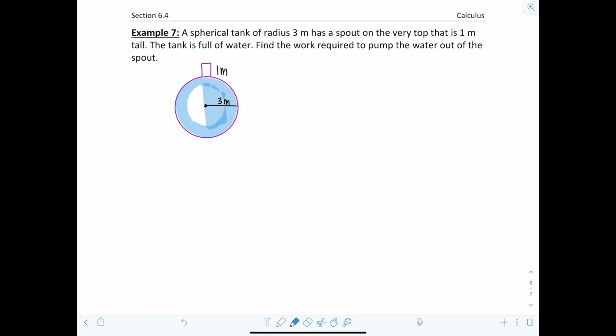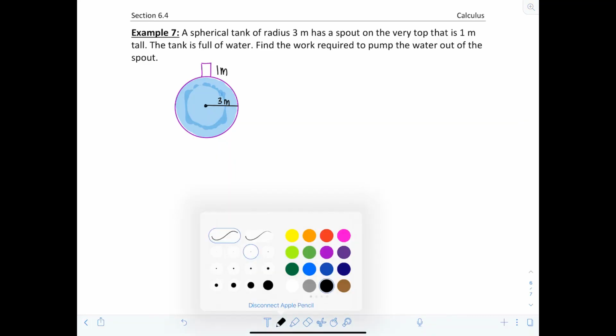So we have to figure out how much work is required to pump this water out. Now we know it's going to be a variable force, because if you think about it, it's going to take more work to get water that's at the very bottom of the tank out than water that's already close to being at the spout. So we're going to orient everything in the y direction since we're pumping it out vertically.